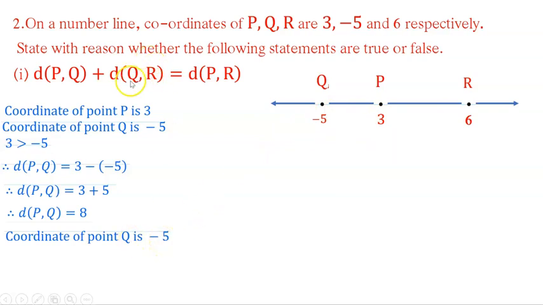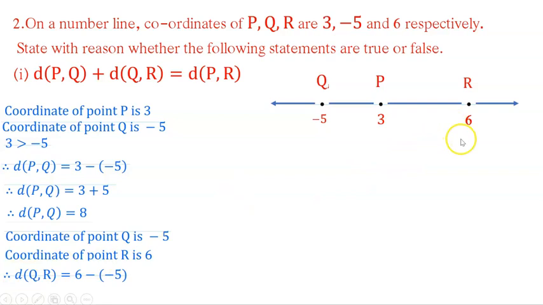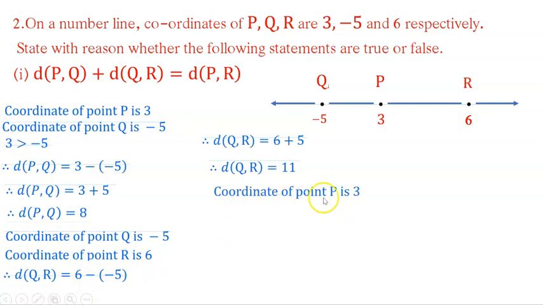We will find out the distance QR. The coordinate of R is 6. Therefore, distance QR is equal to 6 minus in bracket -5. Okay. 6 minus in bracket -5. Therefore, distance QR is equal to 11. And the last distance, PR, we will find out.